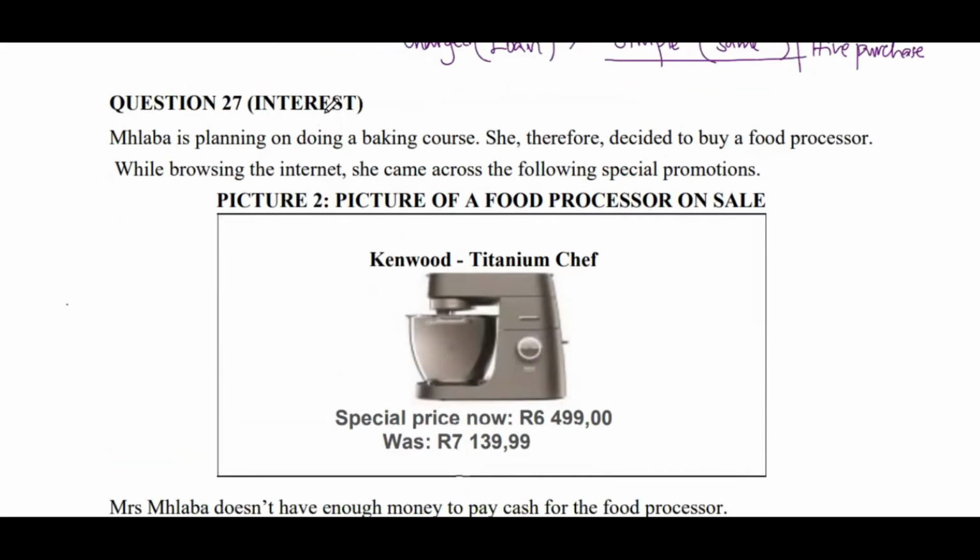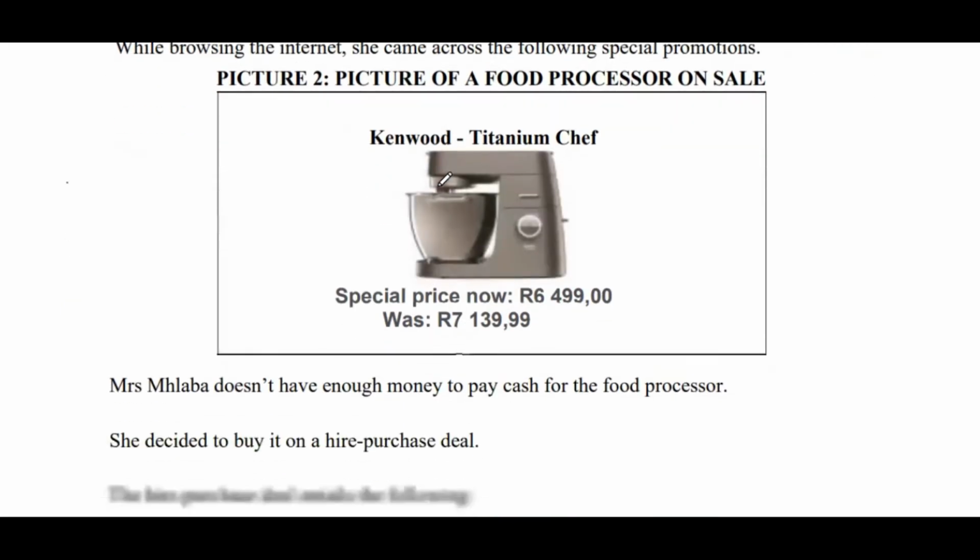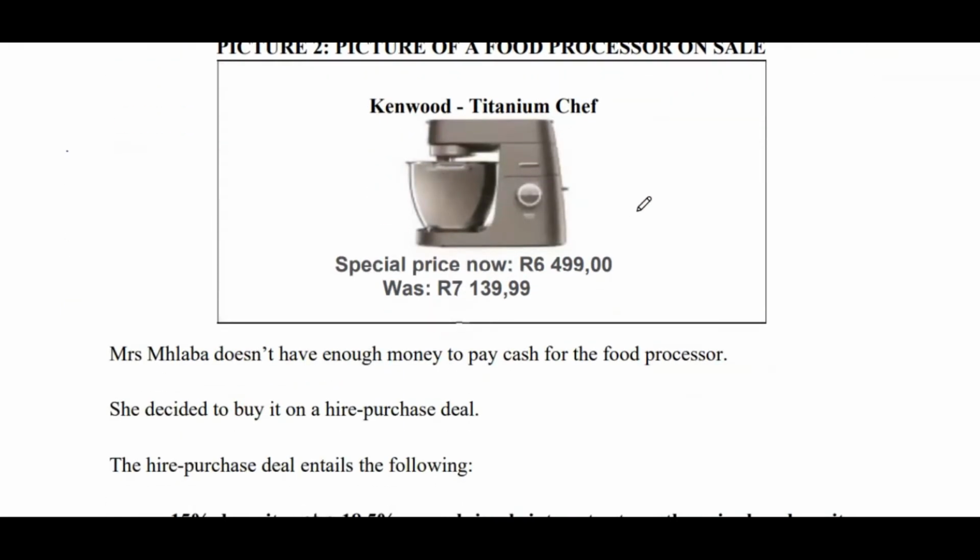Question number 27, we're looking at interest. Mhlaba is planning on doing a baking course. She therefore decided to buy a food processor. While browsing the internet, she came across the following special promotion. Picture 2, a picture of a Kenwood food processor on sale. Yes, this is a special price, and it was reduced. Simply, what we call a discount. The value reduced.